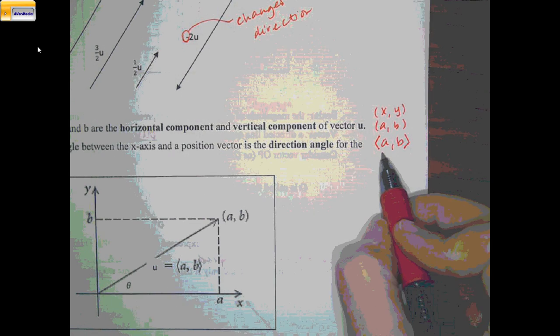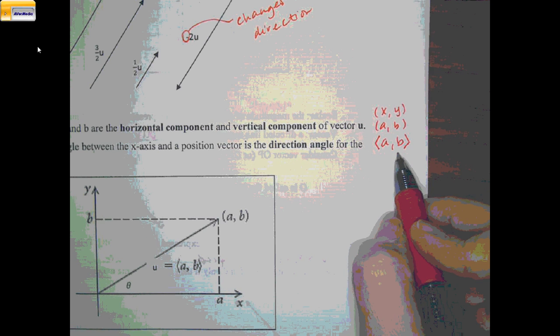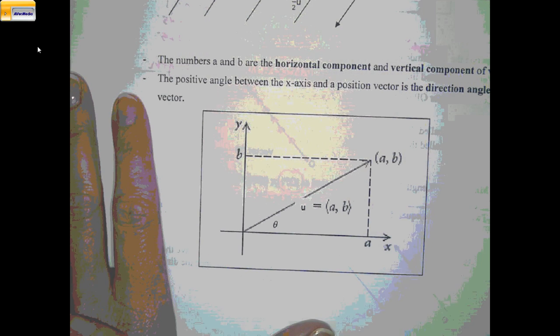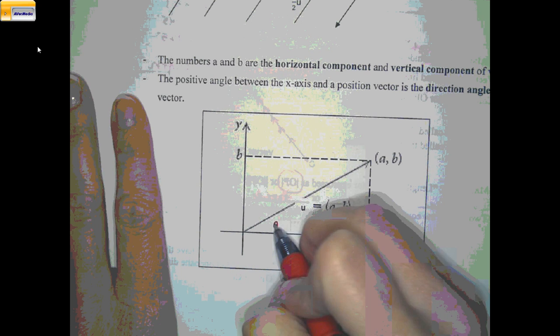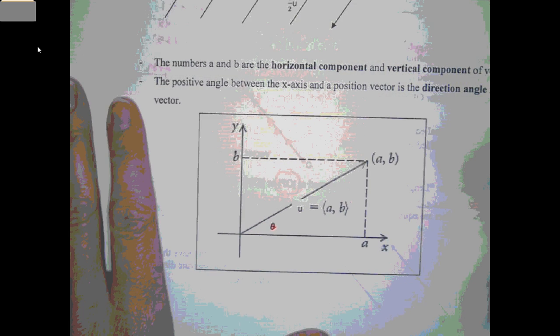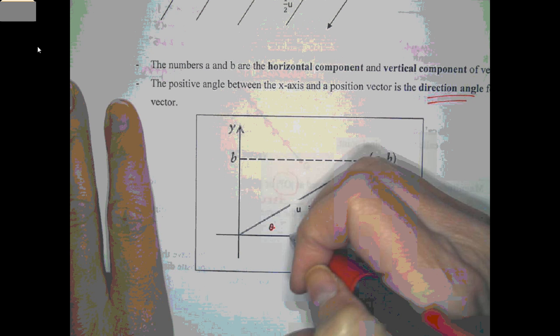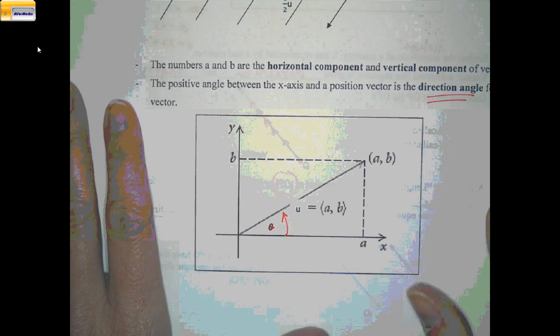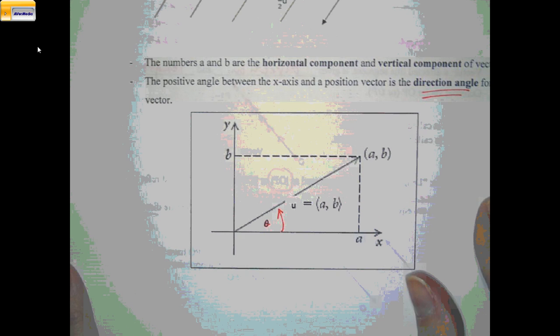Where the first component is the horizontal component and the second one is the vertical component, just like x comma y. The positive angle between the x-axis and the position vector, that's this guy right here, that's theta, is called the direction angle for the vector. We've been referring to this as an angle in standard position. It's the same thing, but our new term for it is the direction angle.